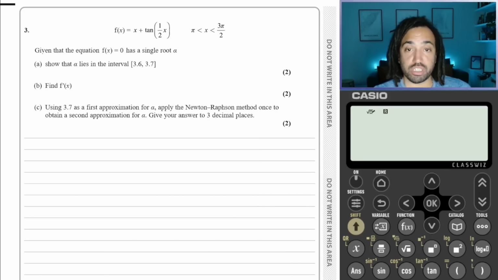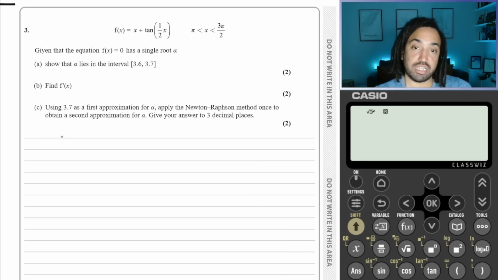Question 3, we've got a function here, and x is given in radians, which is important, as you can see from the domain over here. And then it says that given that the equation f of x has a single root, show that that root alpha lies within this interval. Okay, so this is classic change of sign.